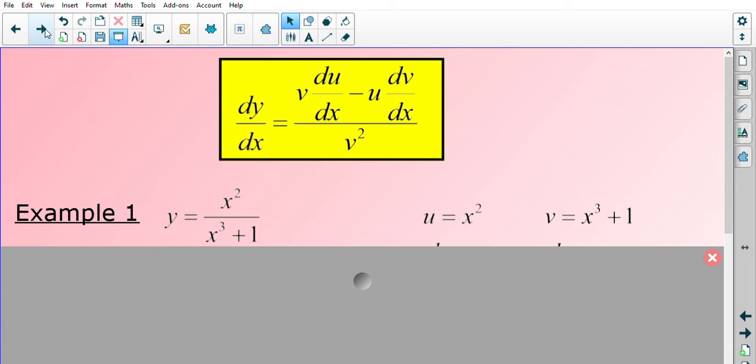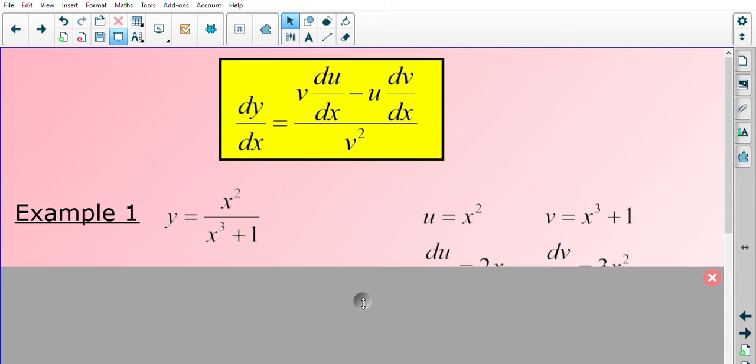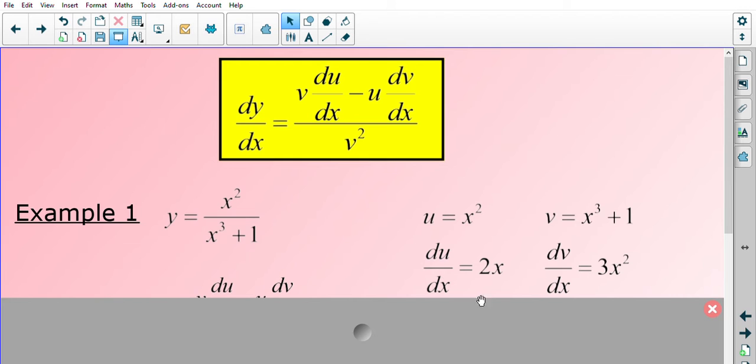Now we couldn't do this from Higher, this would be too difficult, so we need this new quotient rule to help us. My u is the function on the top of my fraction, so that's going to be x squared, and my v is going to be the denominator, which is x cubed plus 1. I need to differentiate both of these for my rule, so du by dx is 2x, and if I differentiate v, that will give me 3x squared, so dv by dx equals 3x squared.